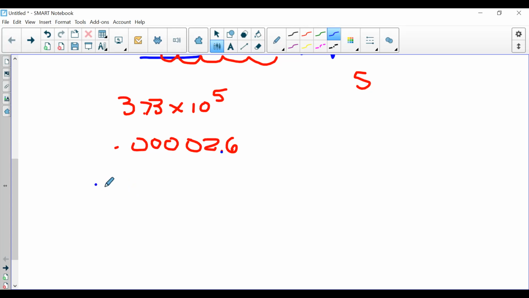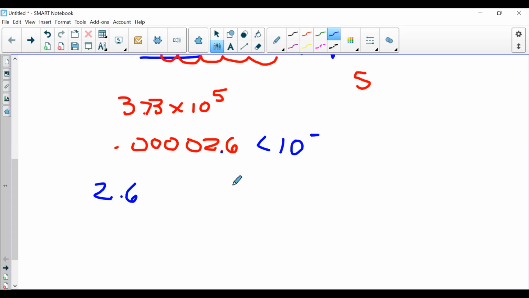So I'm going to write this down. That's my first step. My second step is to identify whether this original number is greater than or less than 10. This number is definitely less than 10, so that lets me know that I'm going to have a negative exponent.